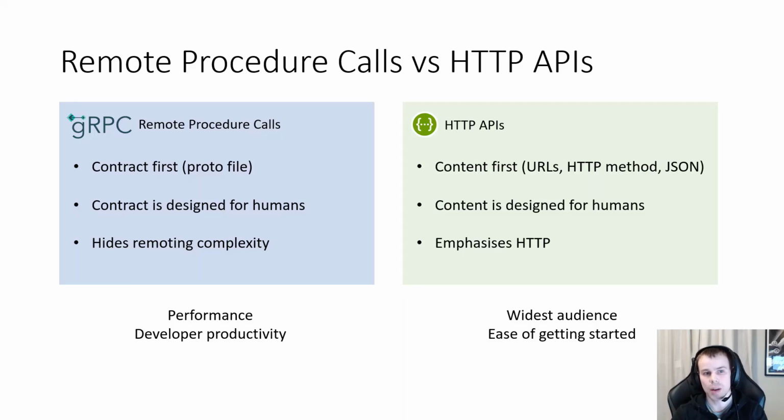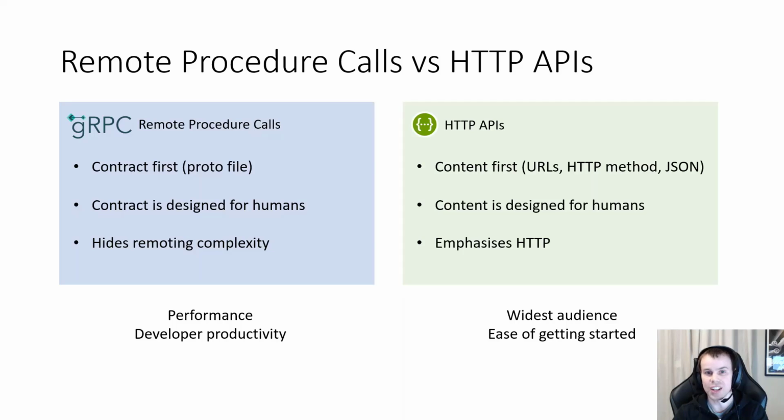So if I was going to sum up these two approaches, gRPC focuses on performance and developer productivity. Meanwhile, HTTP APIs focus on the widest audience. Every platform and language is able to support HTTP 1.1 and JSON, so REST should work from anywhere. It's able to be called from anywhere.